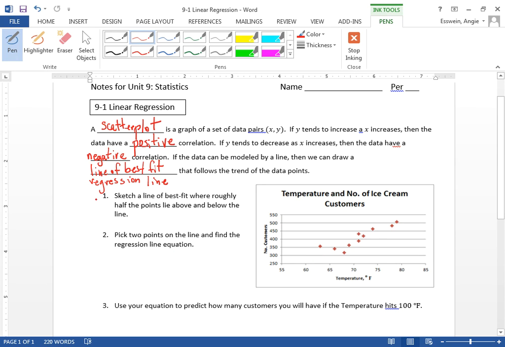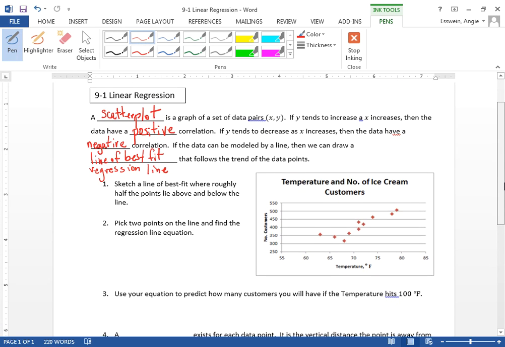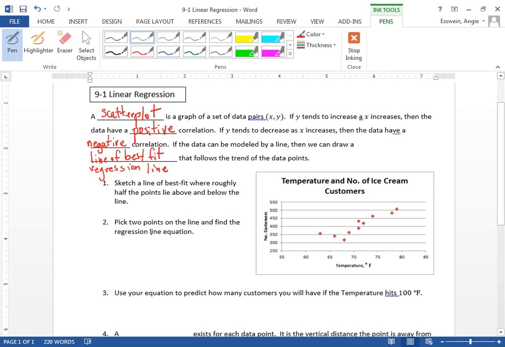Okay, so yeah, it likes to do that. I'll go and redraw that later. So we sketched a line. What you could do is pick 2 points on the line and roughly try to find the line of best fit.